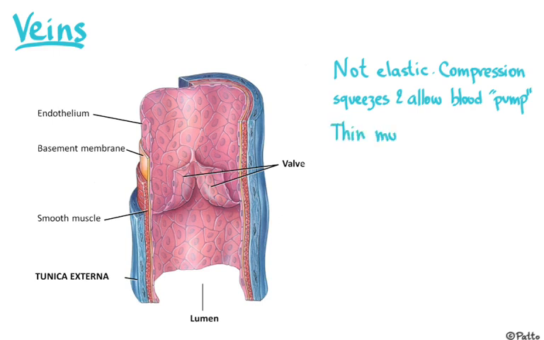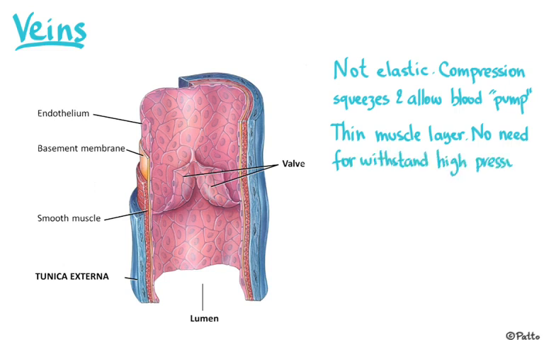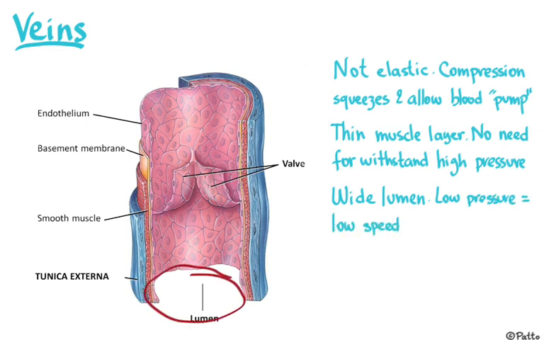And the key point here is that they have a thin muscle layer. There are muscles, but very, very thin, because they don't withstand high blood pressure. They have a very wide lumen, because the blood here flows slowly and at low pressure. So they have a bigger volume of blood, but flowing slowly, while arteries have a small volume of blood at a certain moment, but because of high blood pressure, in the end, the volumes flowing through both of them are quite equivalent, okay?